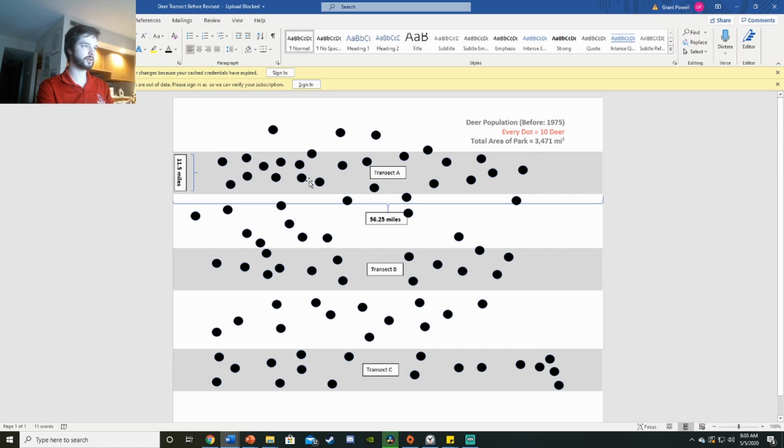So let's say there's 30 dots in here. That's not necessarily the right answer, but I'm just saying for the sake of example. If I multiply that by 10, that'd mean there are roughly 300 deer in that transect. I just take 300, and then I use that information to find the estimated density.